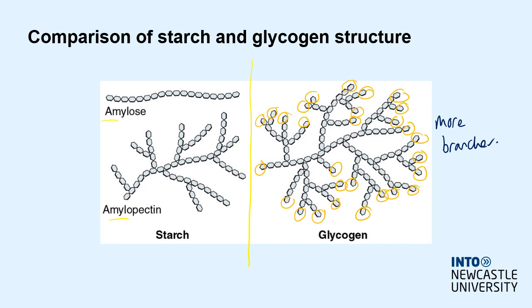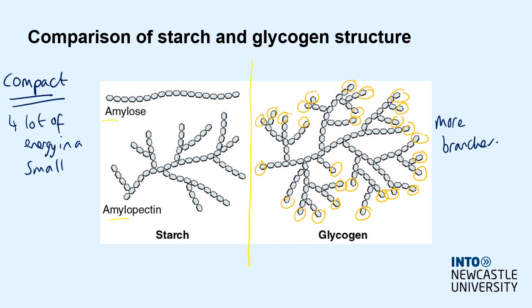Both of these molecules, though, both starch and glycogen, the structure they become is very compact. And that's the key idea that we need for a storage carbohydrate: compact. It means that we can store a lot of energy in a small space. And that's really, really important.